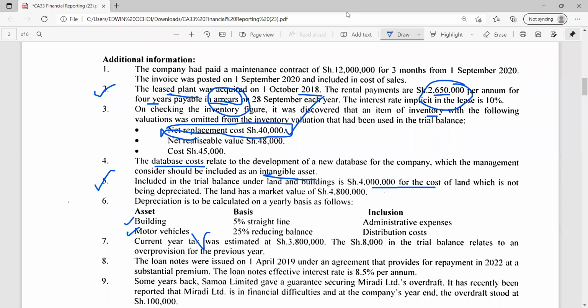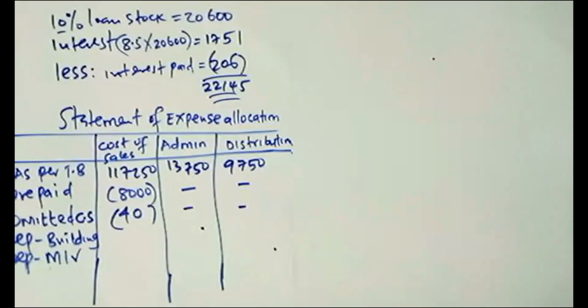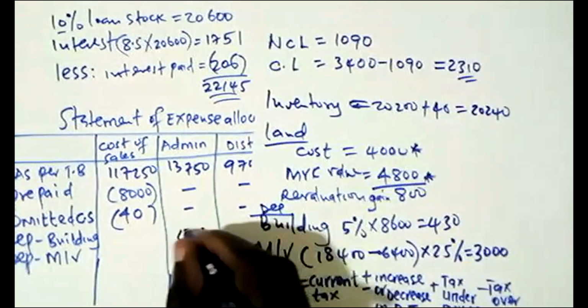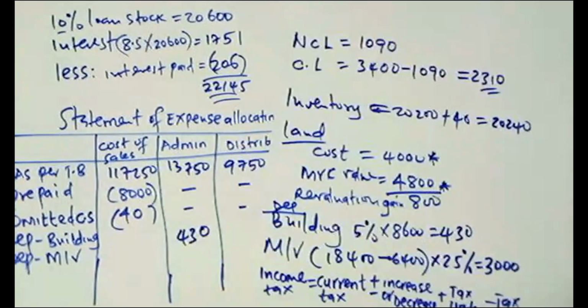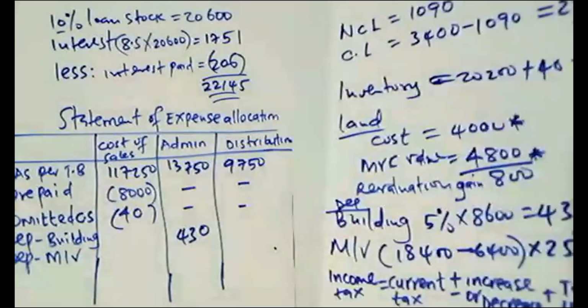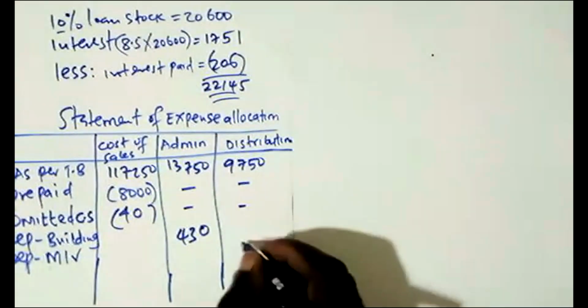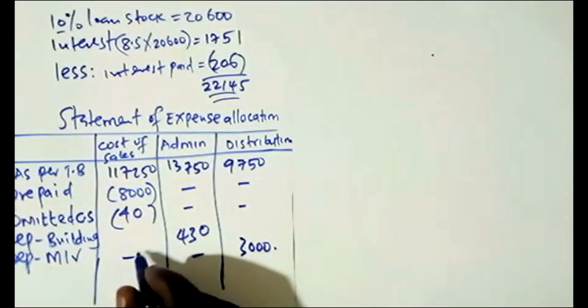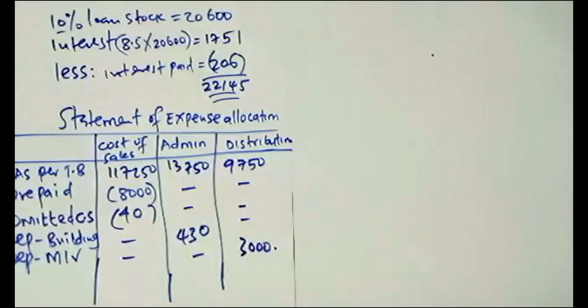So which figure did we arrive at when we did this? We did those 2 workings. For the building, we got 430, and for the motor vehicle it was 3,000 after using the reducing balance method. So we have classified according to the way we are told to do.